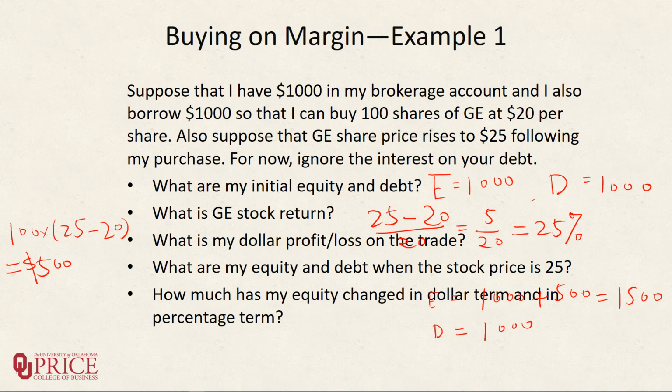How much has my equity changed in dollar term? Well, my equity went up by $500. In percentage term, my gain in equity is $500 and my initial equity is $1,000. Therefore, the percentage gain on my own equity is 50%. Because I borrowed money to buy the stock, when the stock price goes up by 25%, the gain on my own money is 50%. So margin trade amplified the gain on the stock.